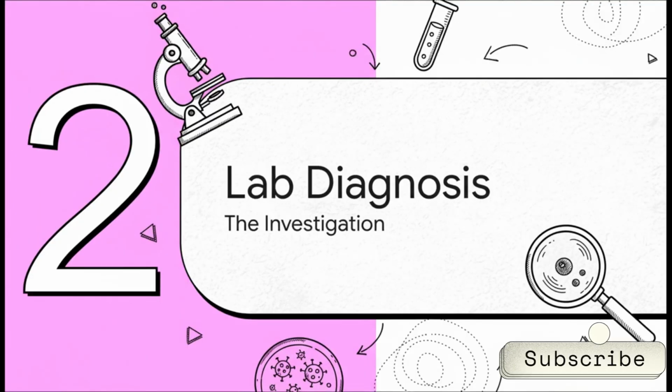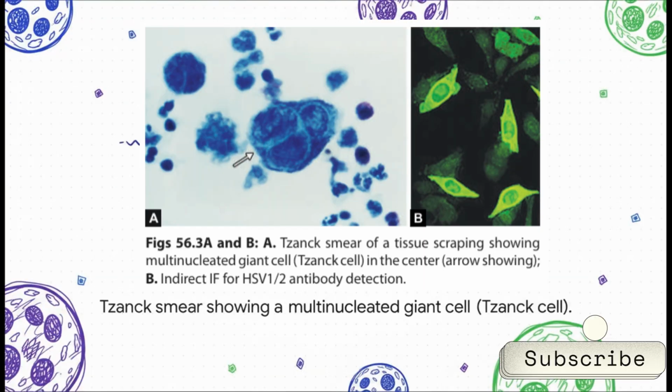Okay, so we know the virus's strategy, but how do we actually catch it in the act? Time to move on to the investigation, lab diagnosis. The classic first-line investigation is often something called a Tzanck smear. We just take a little scrape from the base of a sore, put it on a slide, stain it, and look for this classic sign, a multinucleated giant cell. You might also hear it called a Tzanck cell. The second you see this under the microscope, your brain should be screaming herpes virus.